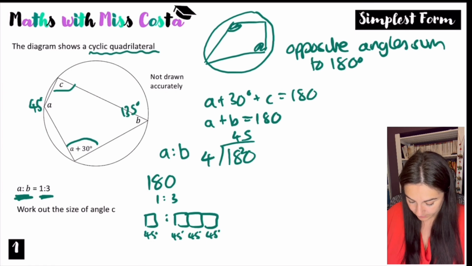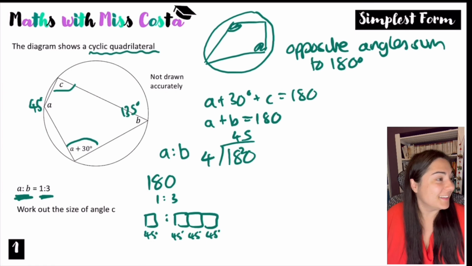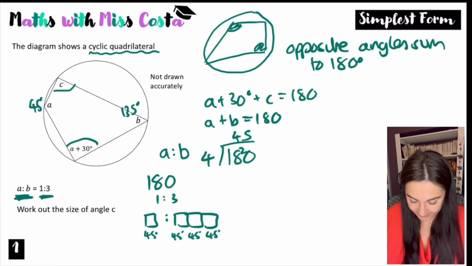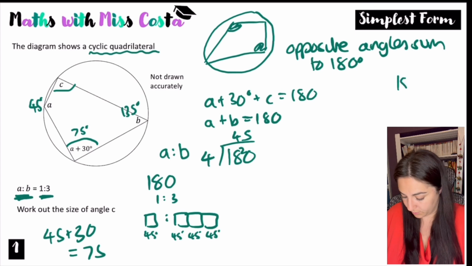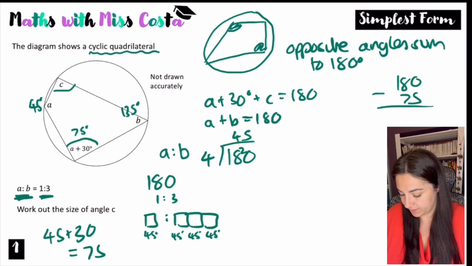Oh, there's thunder outside. Okay, so we figured that out. We know that A, we figured out, is 45 degrees. So 45 plus 30 is 75. So this angle here is going to be 75. And therefore, 180 take 75 gives me 105 degrees. Therefore, C is 105 degrees.